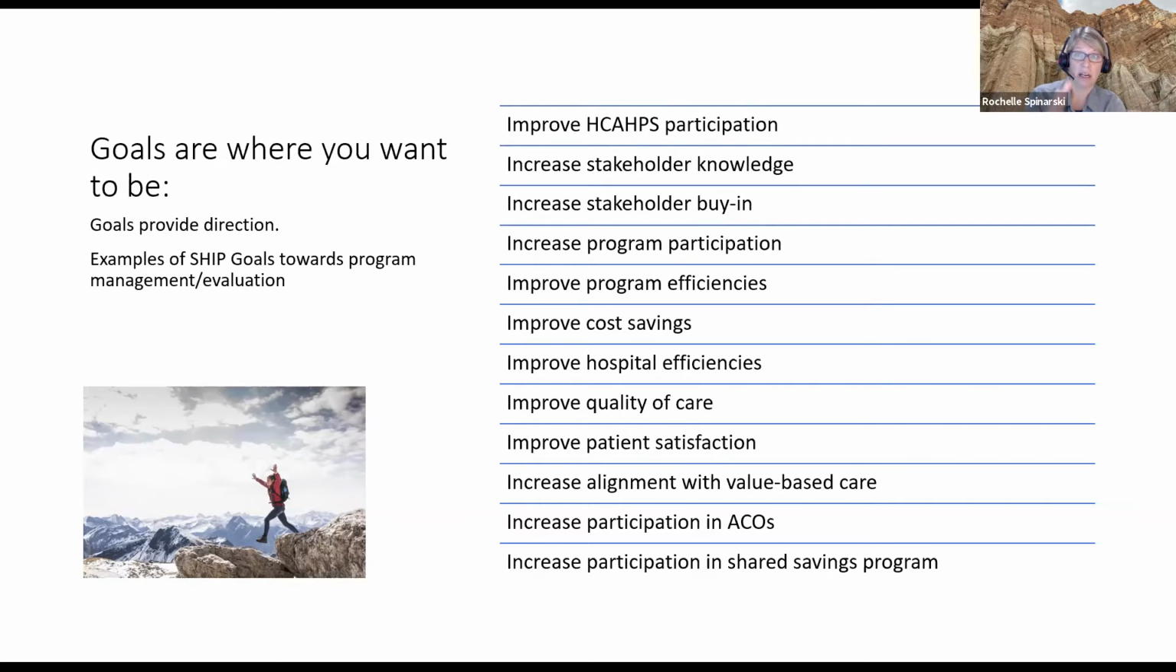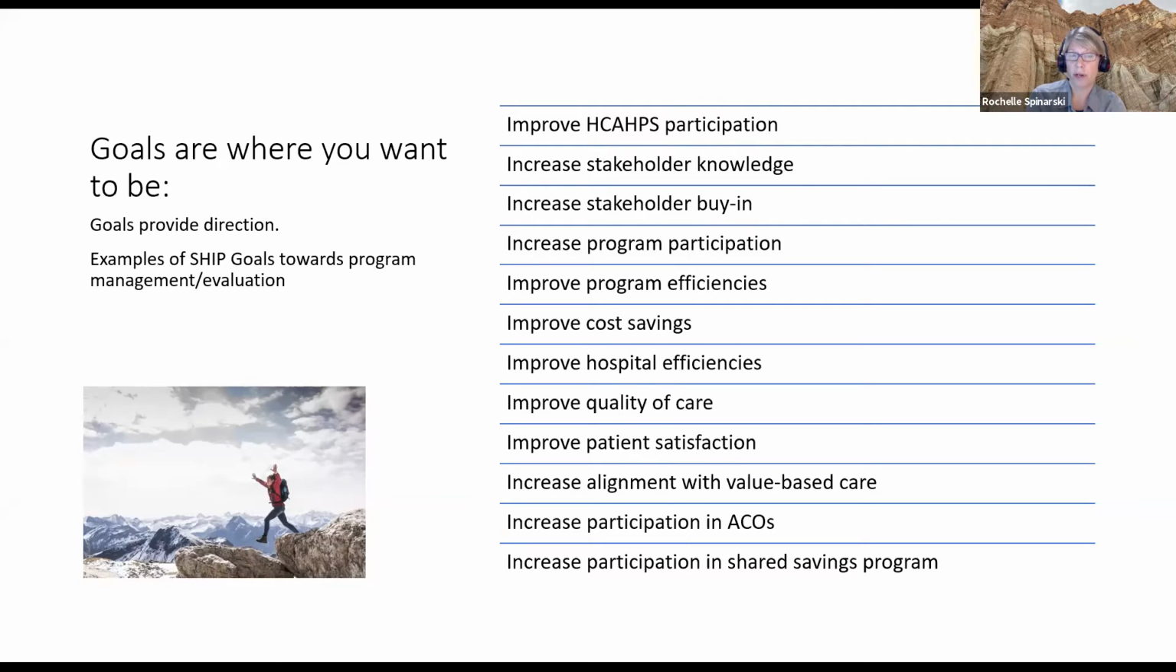But for any of these, I have on the right-hand side just a list of some very common goals that are a part of the SHIP program that most, if not all of you, have built into your SHIP programs already. The important thing about goals is that goals always provide some kind of a direction where we want to go. We're either improving, increasing, we're moving in some direction. In some instances, it could be decreasing. Oftentimes it's on the improvement side, but there are areas where we would be aiming to decrease something.